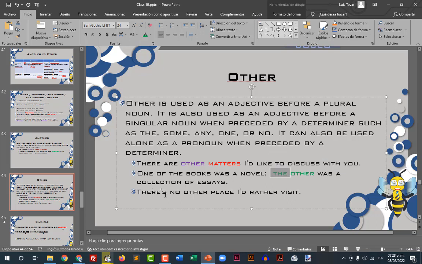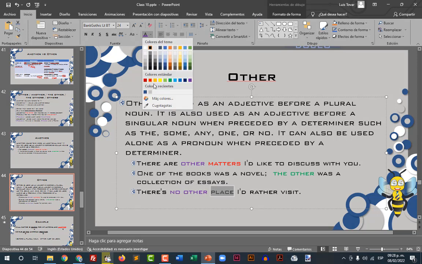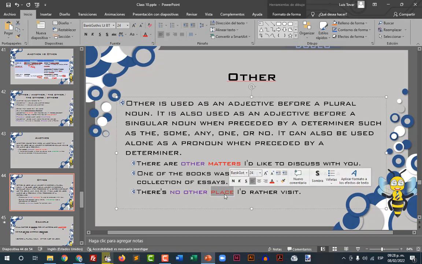And finally, there is no other place a writer visited. One more time, here we have the determiner no. But it is being used as an adjective because we are modifying the noun place. That is, as it is singular, we need the word no, the determiner, before the word other. Okay?